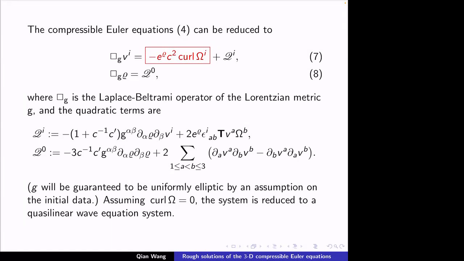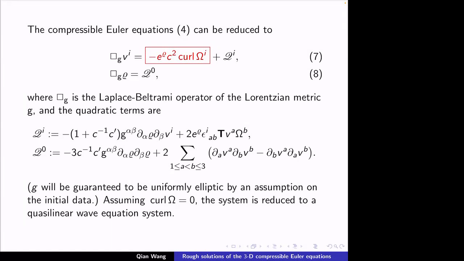And qi and q naught here are both quadratic terms in terms of dρ or dv. So here c is a function of ρ, and c prime is just its first derivative, c'(ρ). So this is the general structure of the wave equation for v and ρ. If you're curious about the derivation, you can check the paper by Jonathan Luk and Gerald Speck. They have the full derivation for it.